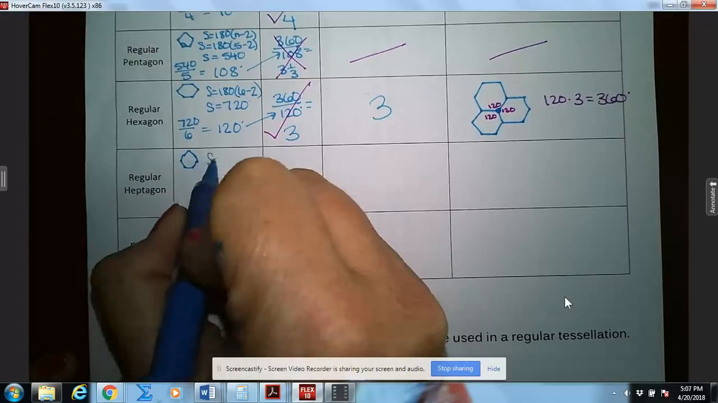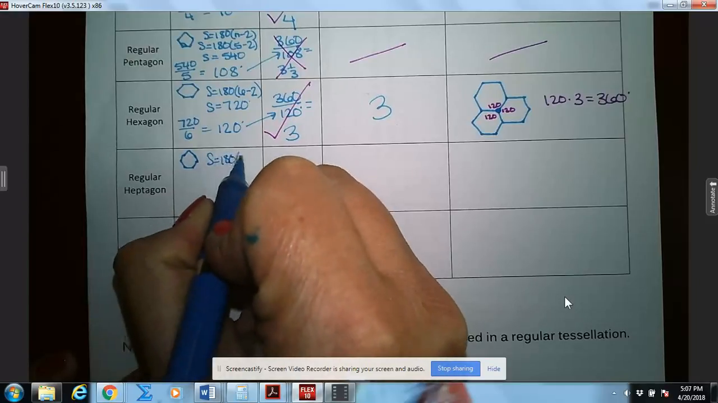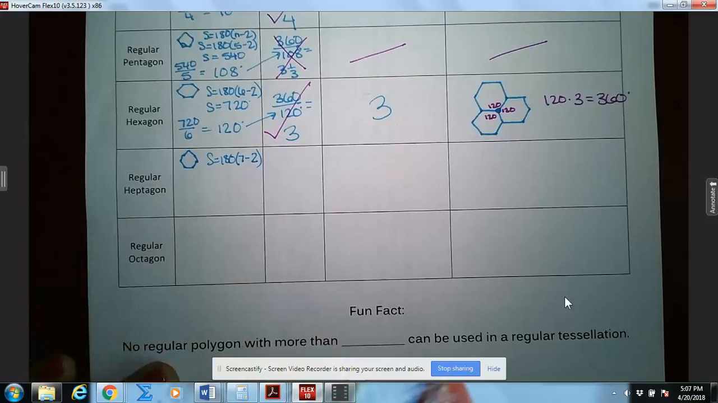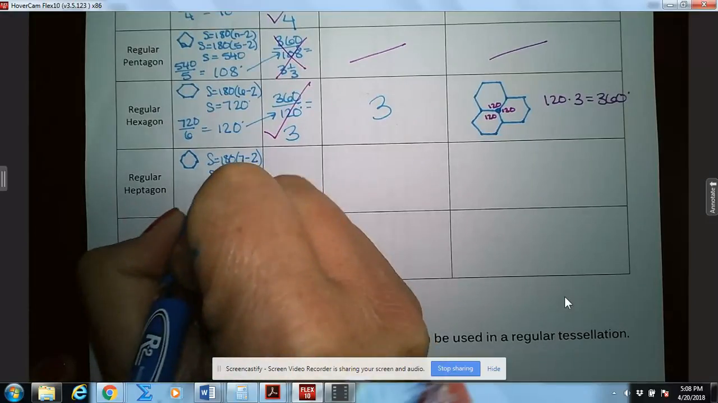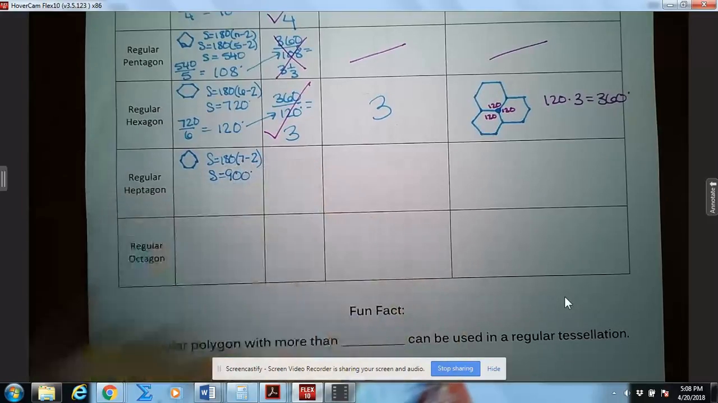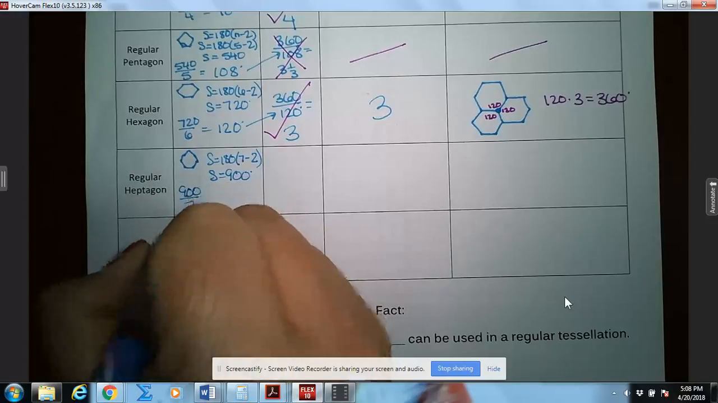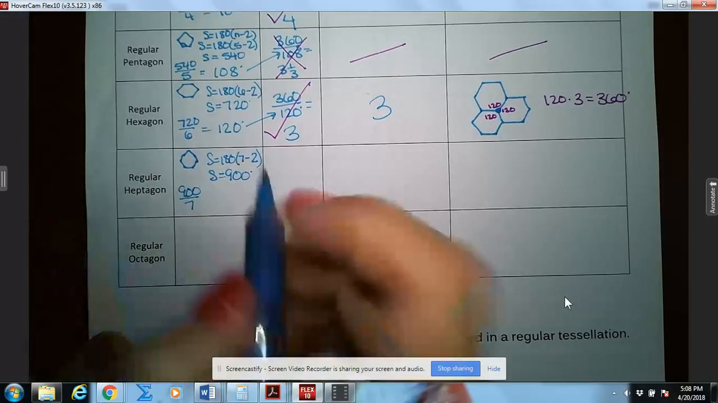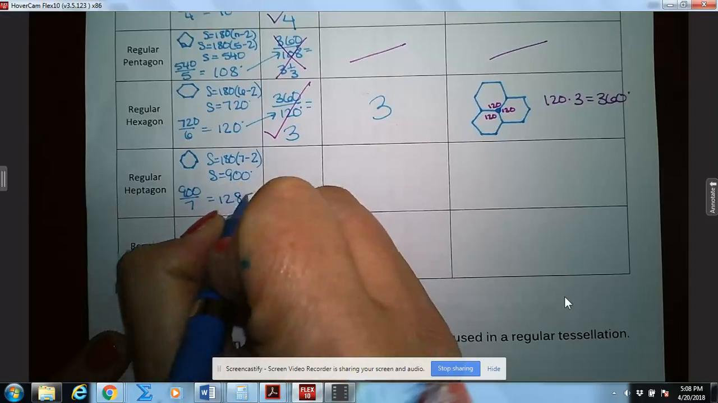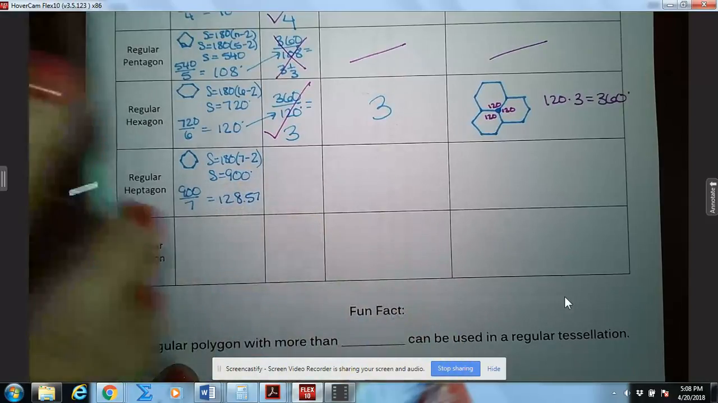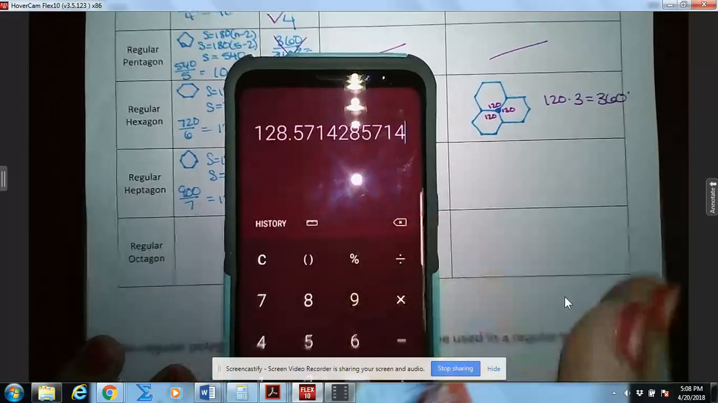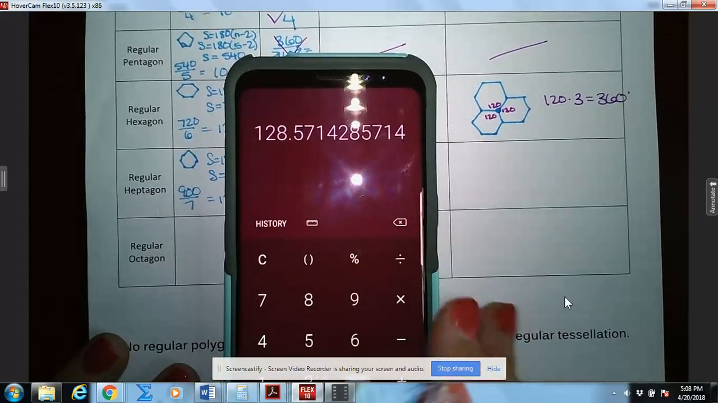Well, the sum is equal to 180 times the number of sides, which is 7, minus 2. 180 times 5 is 900. So the sum here is 900 degrees to split between all 7 angles. So 900 divided by 7 is 128.571428..., an irrational number here.